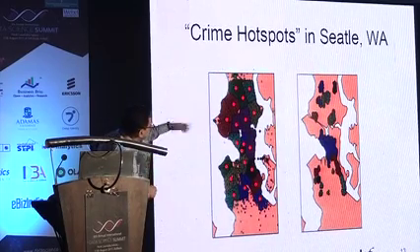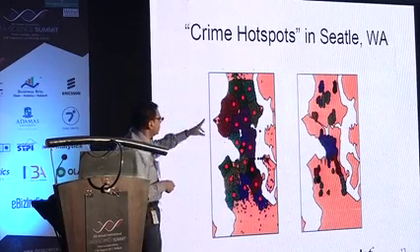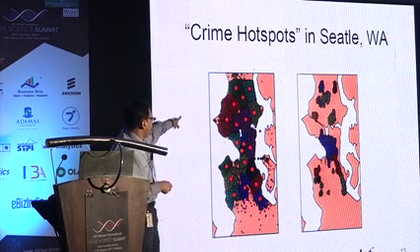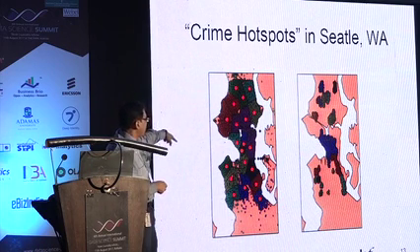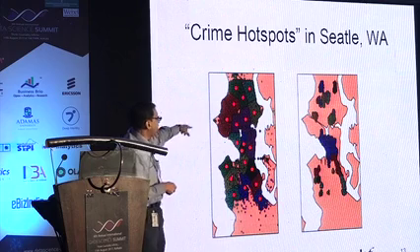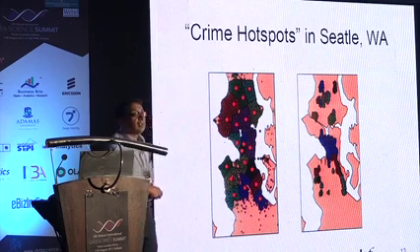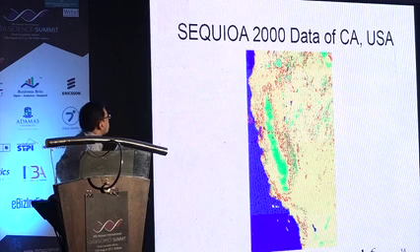I'm sorry, the colors are a little fuzzy, but I hope you can make out the difference. So K-means is giving entire parts of the city as hotspots, but DBSCAN is much more specific.